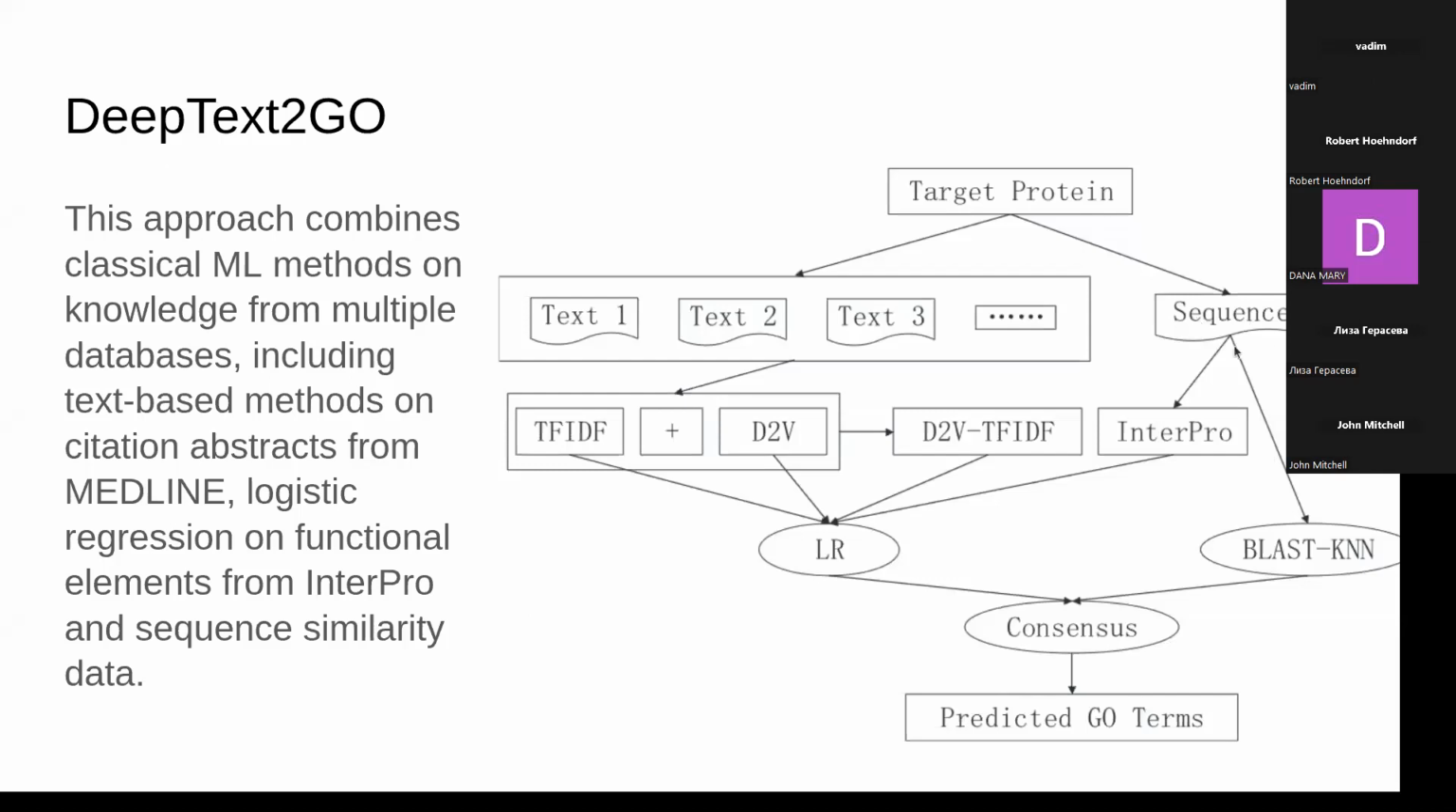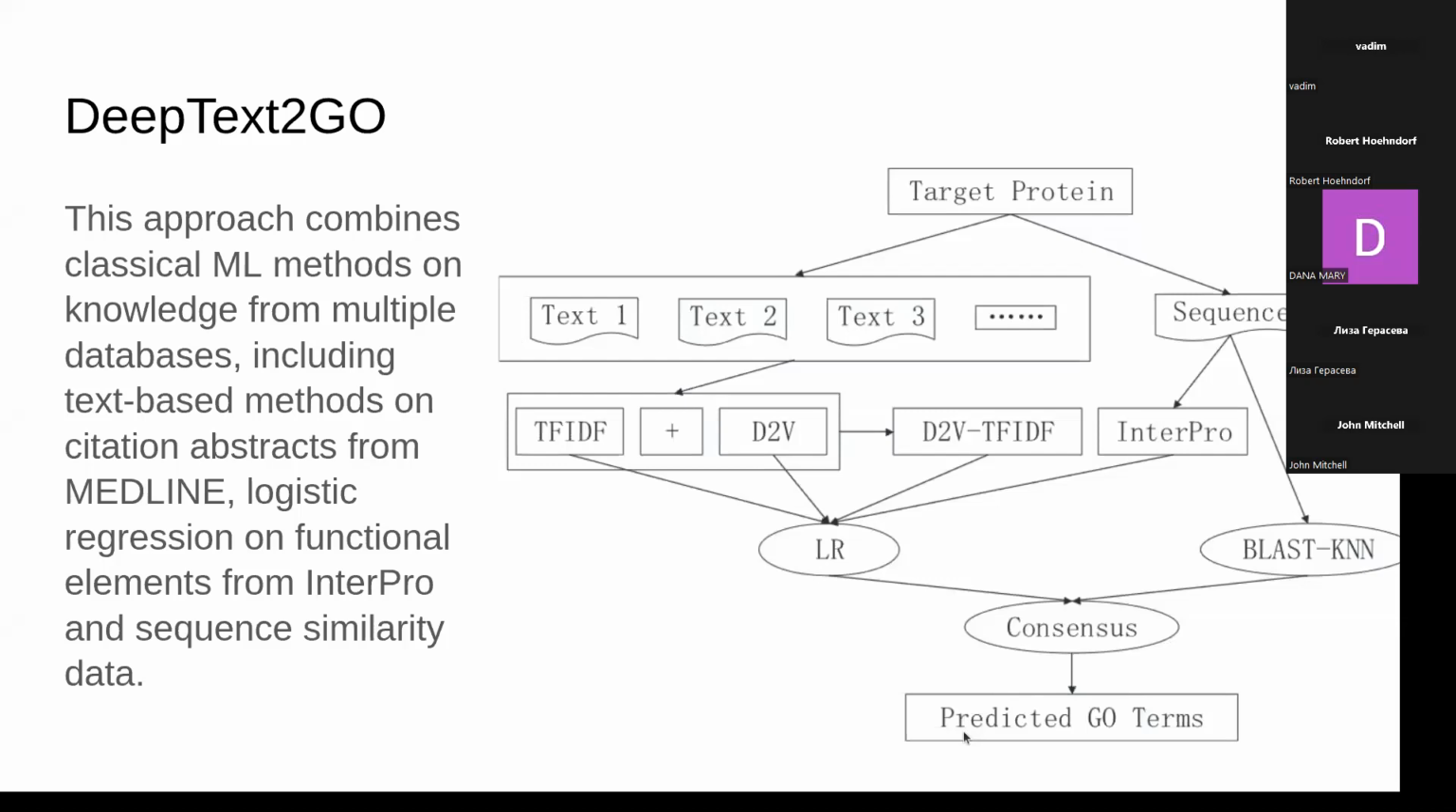They include sequence data and BLAST KNN. They include sequence data, and they find InterPro features for each sequence, and they make logistic regression on it. And for each sequence, they also find citation abstracts from Medline, and they include text-based methods, and they also make a logistic regression on it, and the consensus provides the prediction.